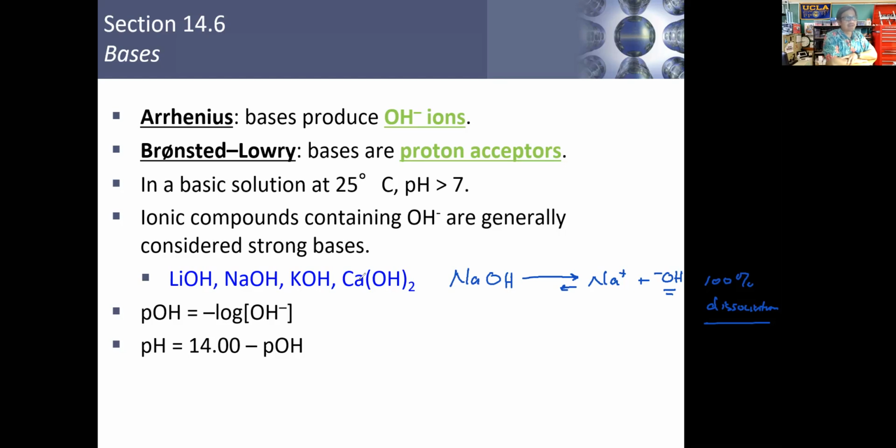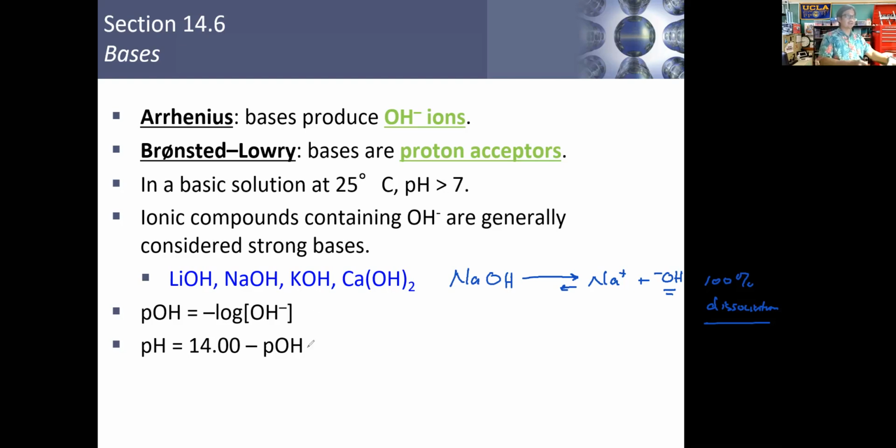Now we saw with bases some other characteristics, and this is at 25 degrees Celsius. A basic solution is going to have a pH that's greater than 7. So on the pH scale, if you have a number greater than 7, you have a base. Okay? All right.